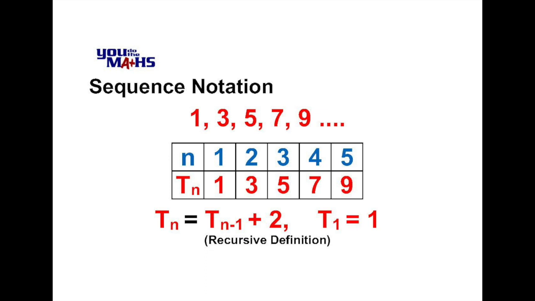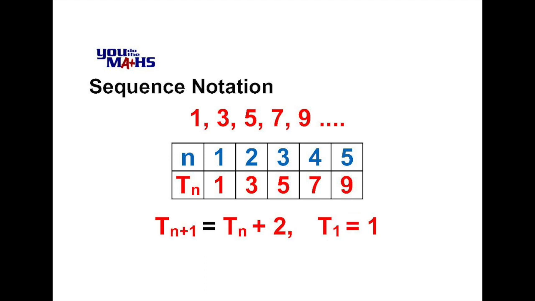Now we can express this same recursive definition another way, and this is often what you see on calculators. What we can do is say any term plus 2 gives the next term. So if we look at that again, Tn could be any term in the sequence, the third term, the fourth term, anywhere we like. If we add 2 to it, we get the next term, and the next term is referred to as T subscript n plus 1.